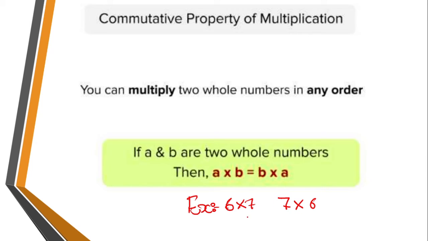Now if we do 6 into 7, we will get 42. And if we do 7 into 6, we will get 42 only, right? So 42 is equal to 42. Now, if you take any operation in multiplication, the answer will be the same. If you interchange the numbers, the answer will be the same in both cases. So we can see that commutative property holds true for multiplication.